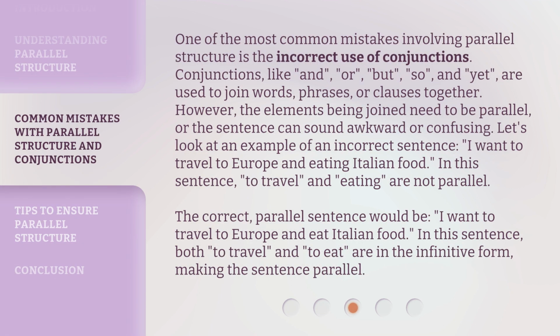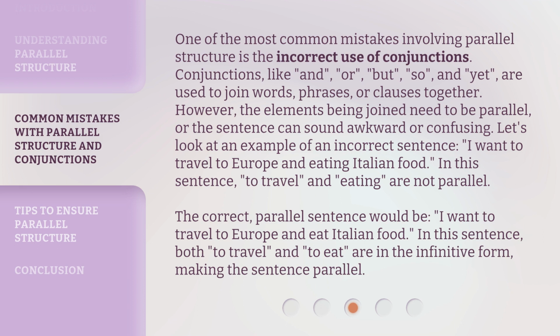One of the most common mistakes involving parallel structure is the incorrect use of conjunctions. Conjunctions, like and, or, but, so, and yet, are used to join words, phrases, or clauses together. However, the elements being joined need to be parallel, or the sentence can sound awkward or confusing.